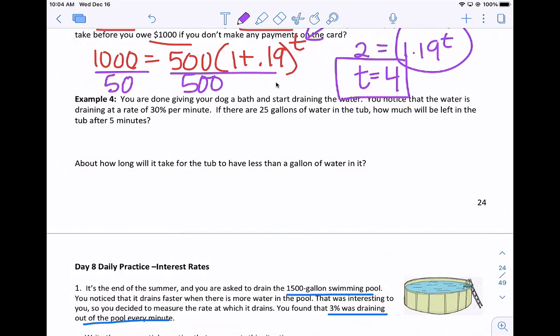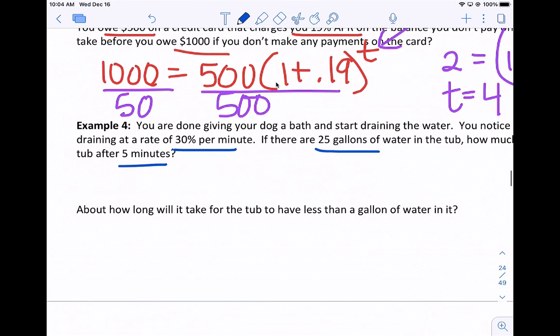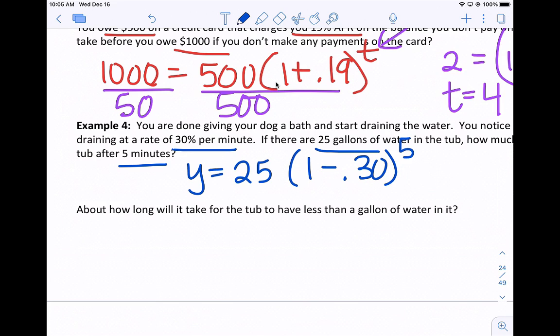All right, let's do an example where something's decreasing. We haven't done that yet. So example 4, you are giving your dog a bath and you start draining the water. You notice that the water is draining at a rate of 30% a minute. If there are 25 gallons of water in the tub, how much will be left in the tub after 5 minutes? Okay, so here we're starting with 25 gallons of water. It's decreasing. So here's an example of 1 minus because the amount's going down at 30% per minute. And we want to know how much is in the tub after 5 minutes.